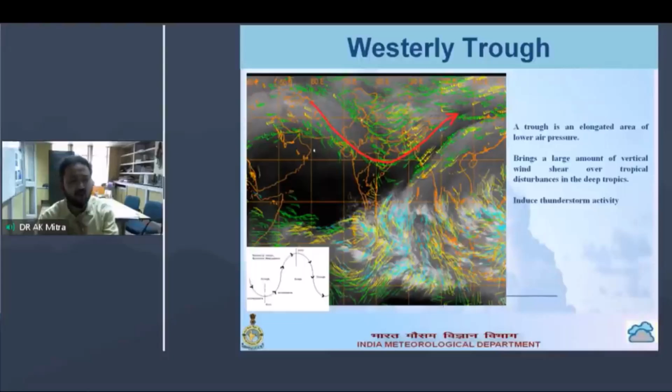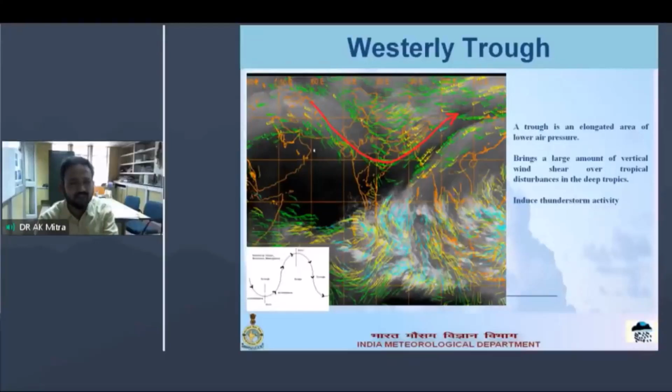Now you can see the water vapor imagery. So trough and ridge can be seen from the satellite imagery. So how best you can utilize satellite data, because it is coming every hour, every 15 minutes. If I look at the past, these analyses could be done only once in a day. Now you can do it every 15 minutes.